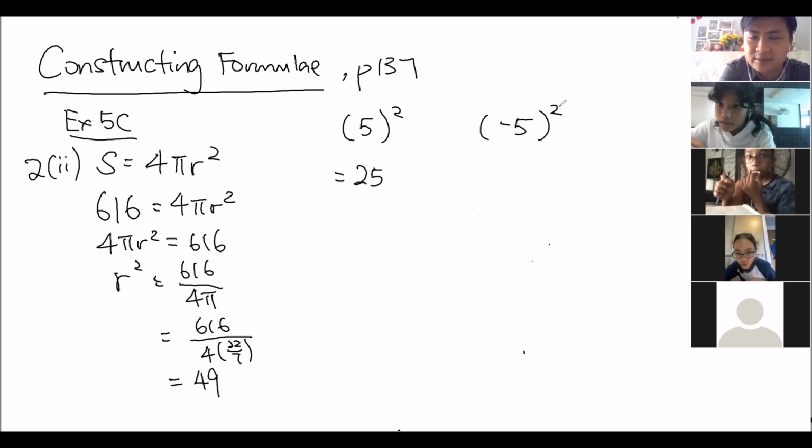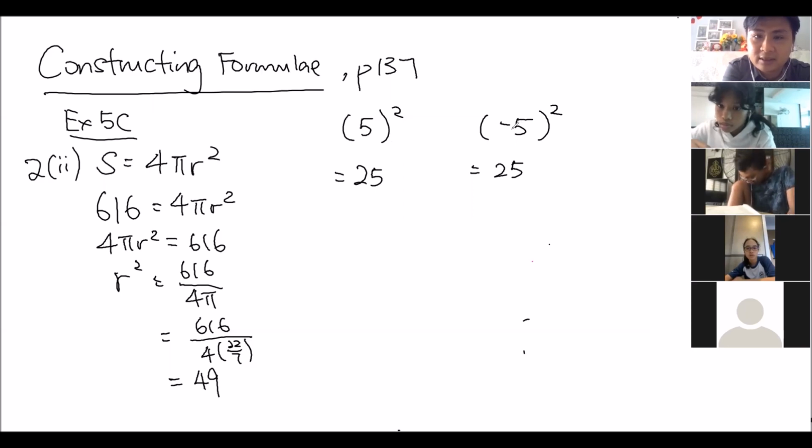Negative 5 square is negative 5 times negative 5. Correct? Negative times negative is what? Positive. So you also get 25. Can you get the idea? Yes. Okay. So now if I take square root of 25, how many answers do you think I will have? 2 answers, right? 1 answer for 5, 1 answer for negative 5.